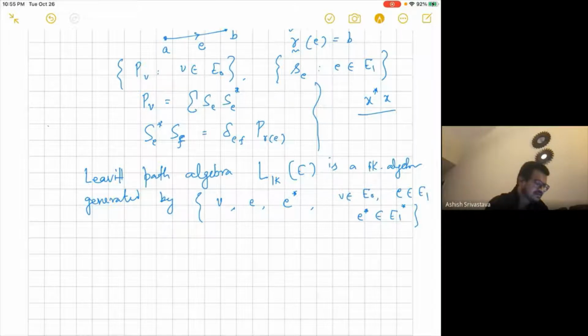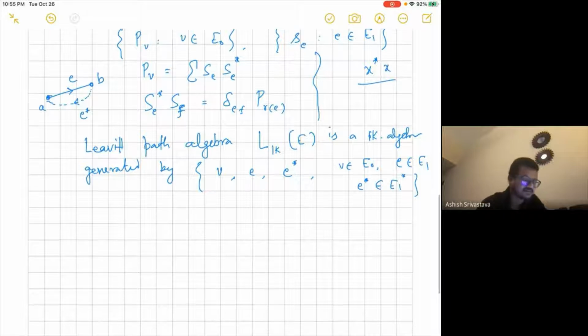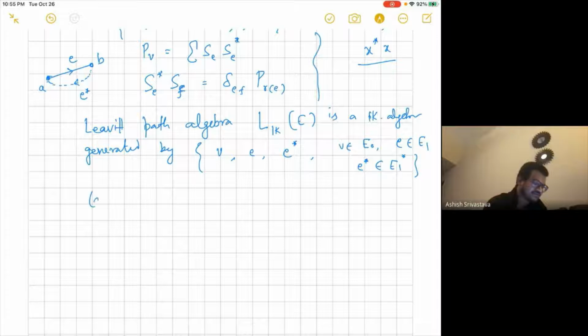So ghost edge means every time you have an arrow from, say, A to B, then we assume an arrow going back. This is just in our head. This is not given in the quiver. To every arrow E we associate an arrow going backward. Since it is not there and we are imagining it, we call it a ghost arrow, right? So it is a K algebra generated by vertices, edges, and ghost edges, subject to the following conditions.